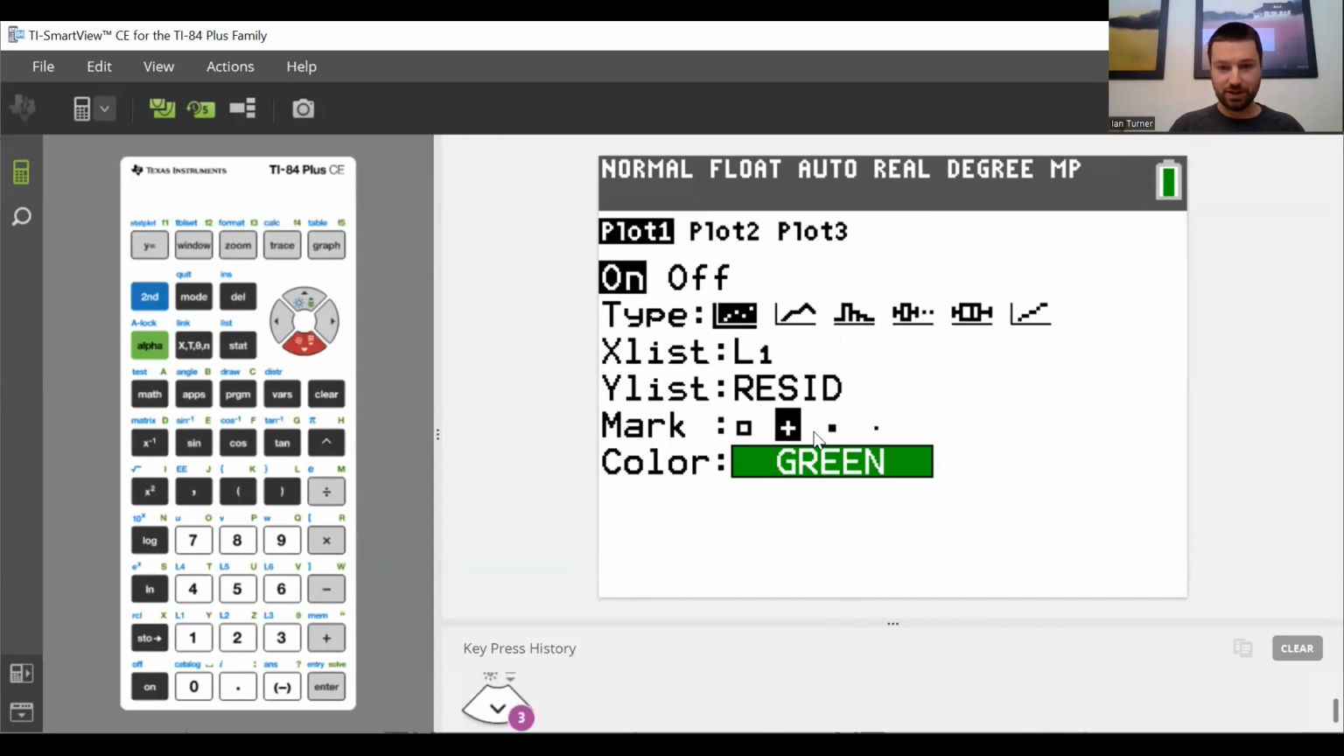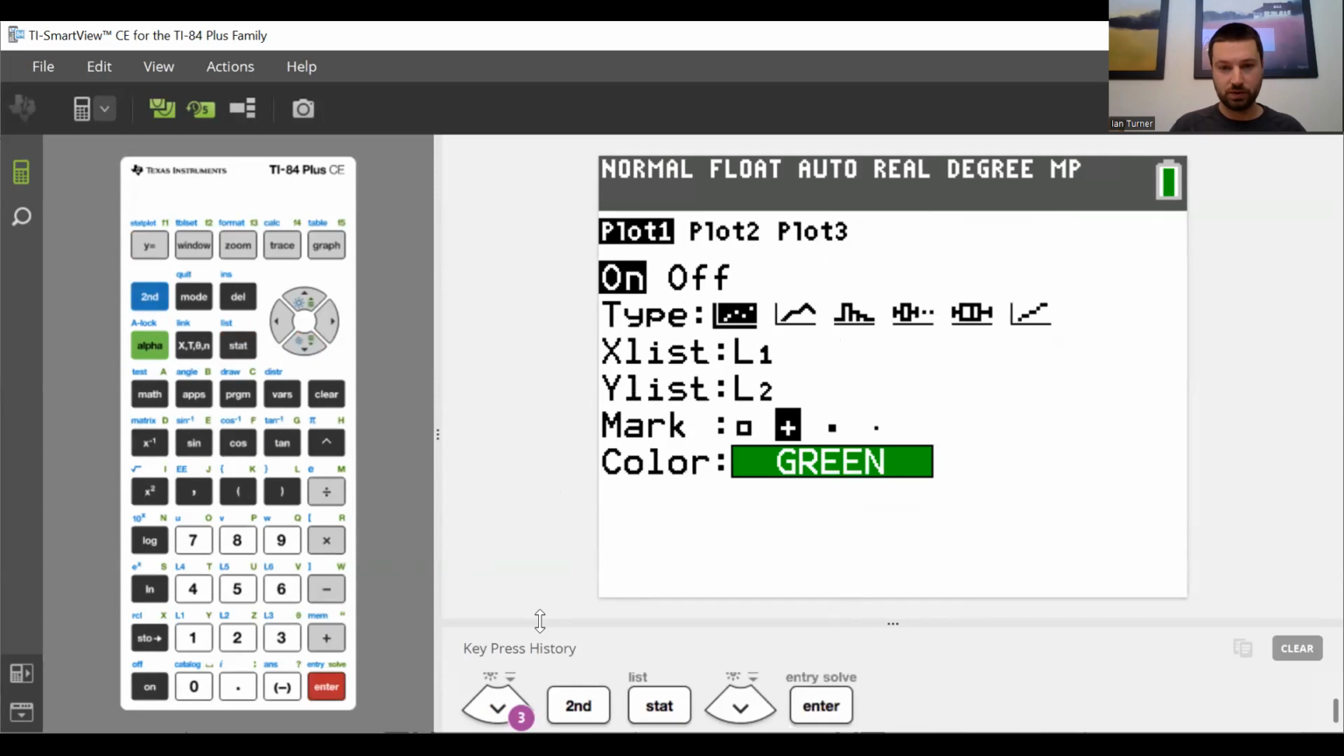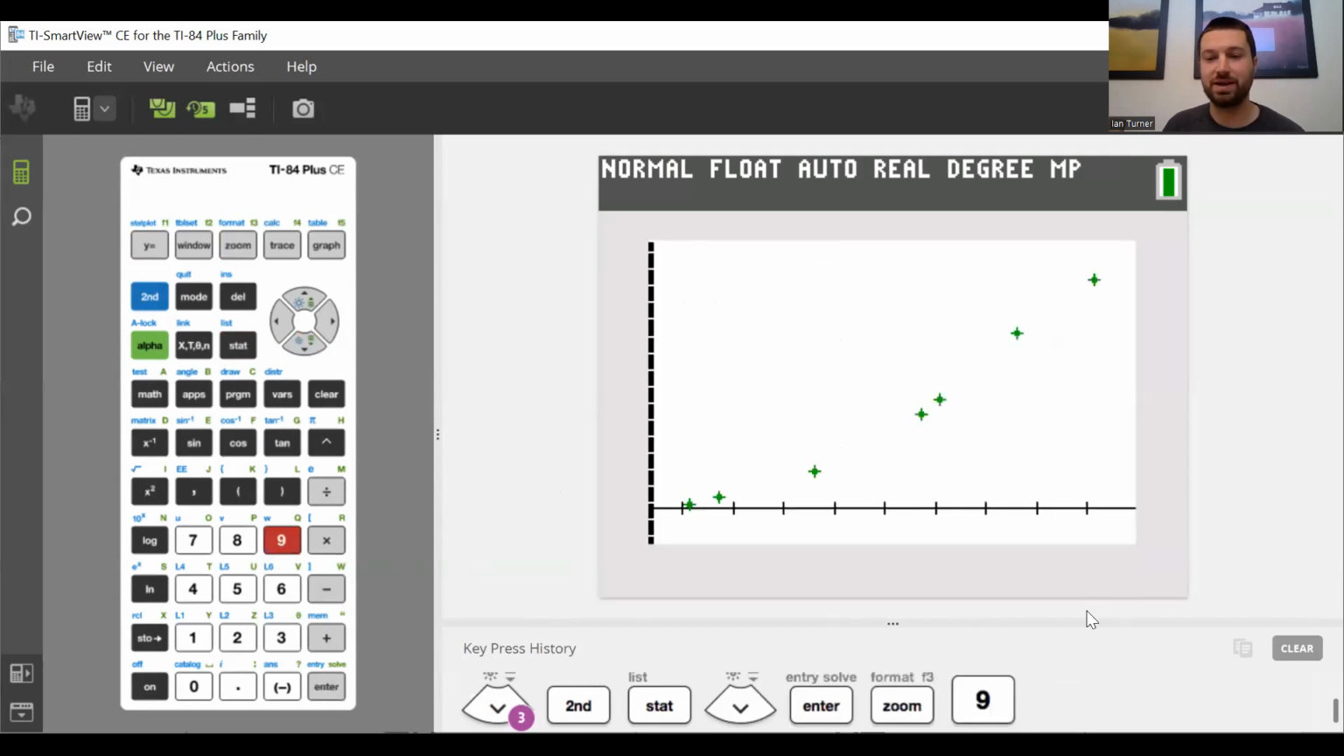So we're going to go back down here to residual, and we're going to hit second stat, and it's going to bring up our list, and now we're going to put it back to L2. Okay. So now if you go zoom 9, you should just see the data and not the residual plot. Okay. So that is our data. Look at what it looks like, kind of curving upwards. All right. So there's that. That would be our plot.